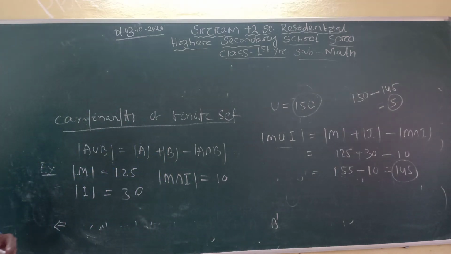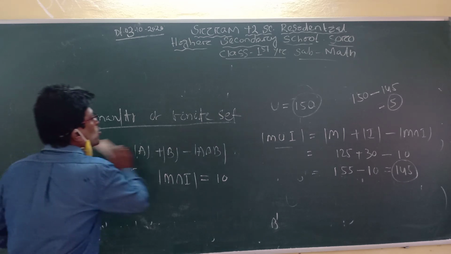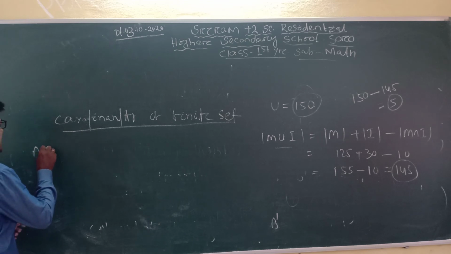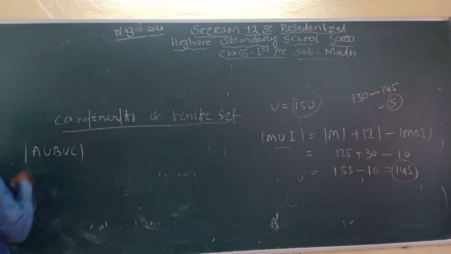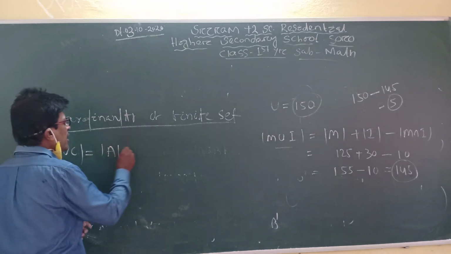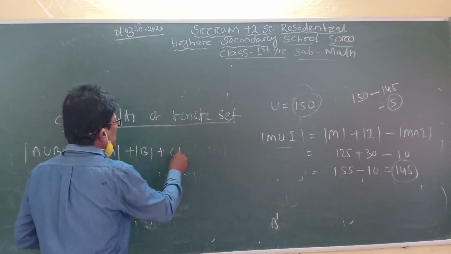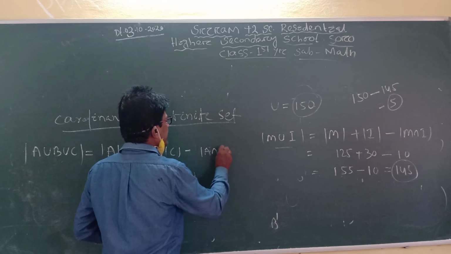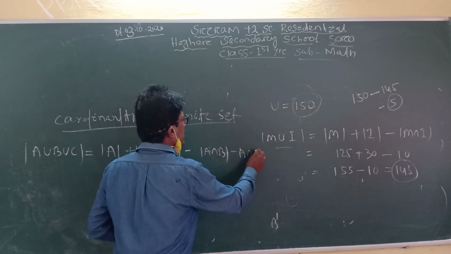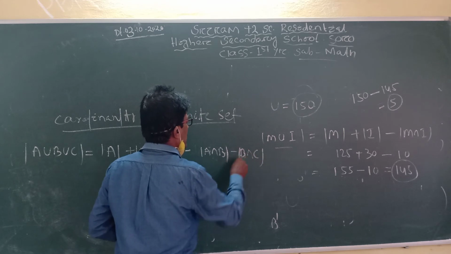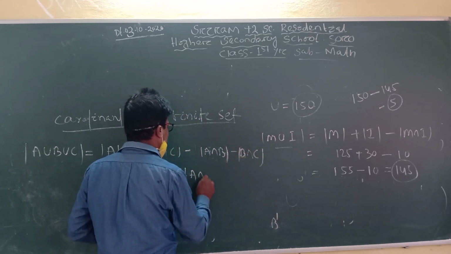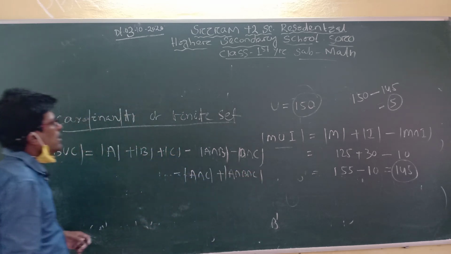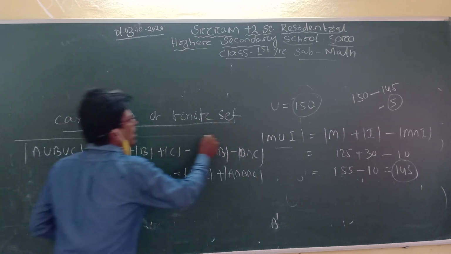Similarly, I am giving another example, which is also in your books. If there are 3 sets, A union B union C, the cardinality is equal to cardinality of A plus cardinality of B plus cardinality of C, minus cardinality of A intersection B, minus cardinality of B intersection C, minus cardinality of A intersection C, plus cardinality of A intersection B intersection C. That is the formula we also use.